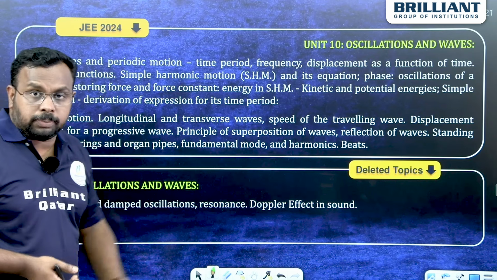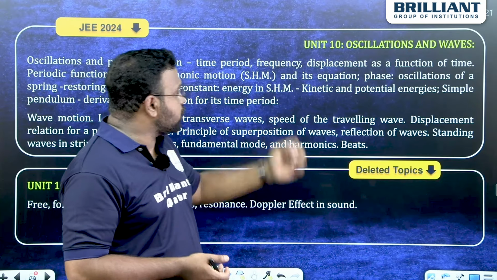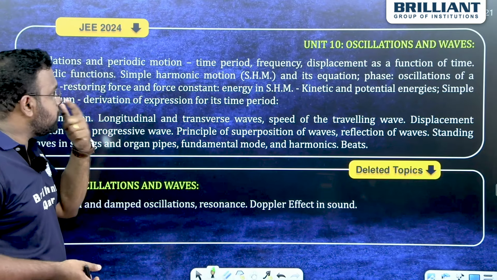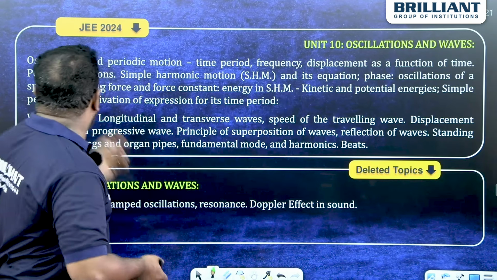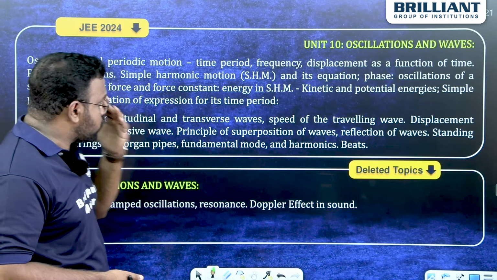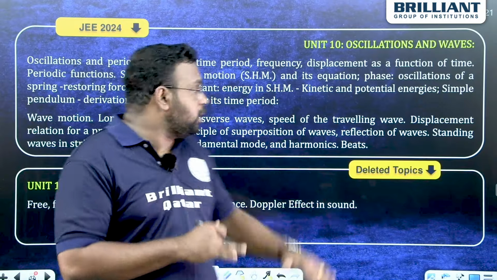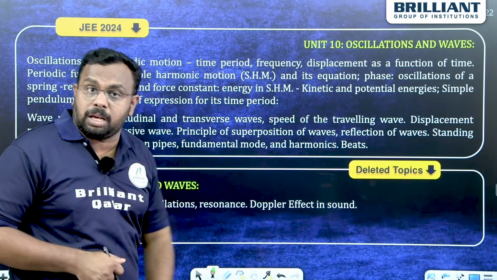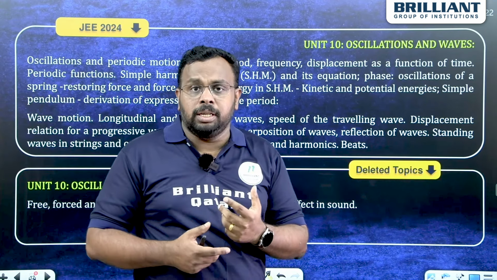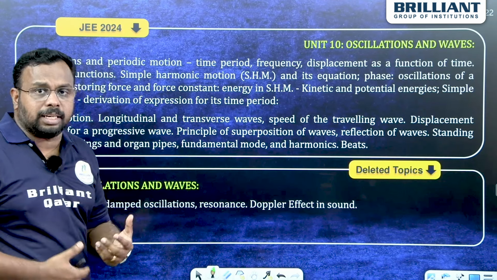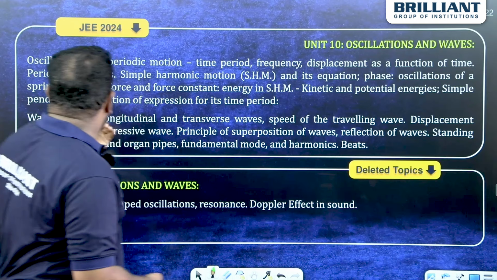Oscillations and periodic motion, time period, frequency, displacement as a function of time, periodic functions, simple harmonic motion, and its equation, phase, oscillation of a spring, restoring force and force constant, energy in SHM. SHM, you know that SHM is a wide topic. There are a lot of ideas. See, everything is based on SHM only, simple harmonic motion. So there is displacement, velocity, acceleration, energy, how energy varies. So many things are there. So focus on SHM in this chapter, kinetic and potential energies, simple pendulum.